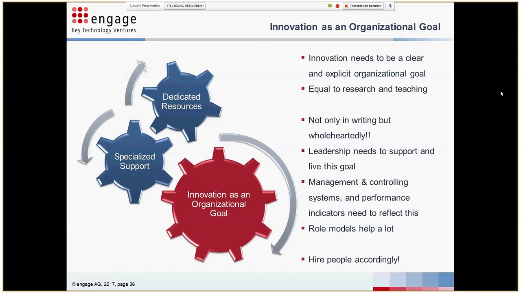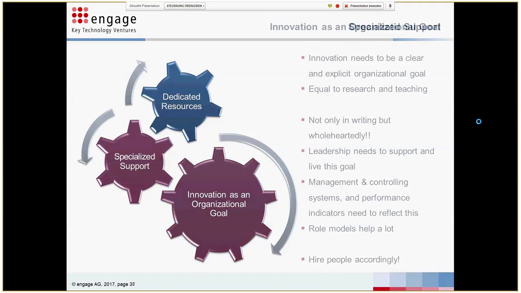And you should also hire people accordingly. If you only hire people who love to look into computers or who love to work in the lab tirelessly, you will not get good innovators, because good innovators also need to communicate with the marketplace. They need to communicate with partners. If you only hire people who don't really like to communicate, you will not get good innovation out of your organization. So these are the things you should keep in mind when talking about innovation as an organizational goal.